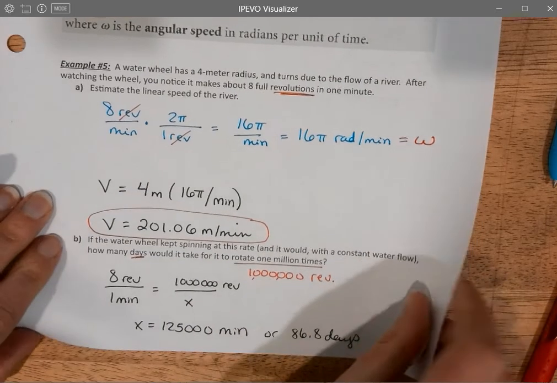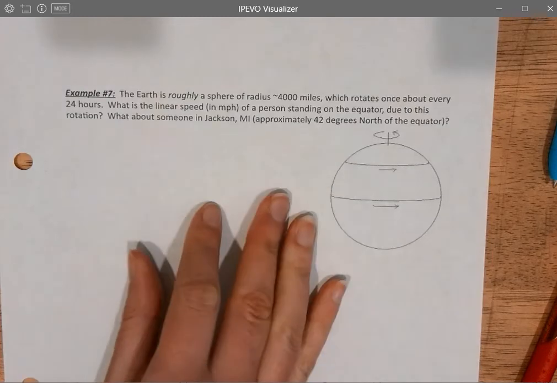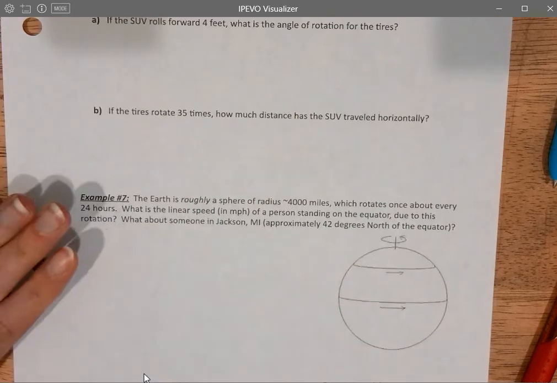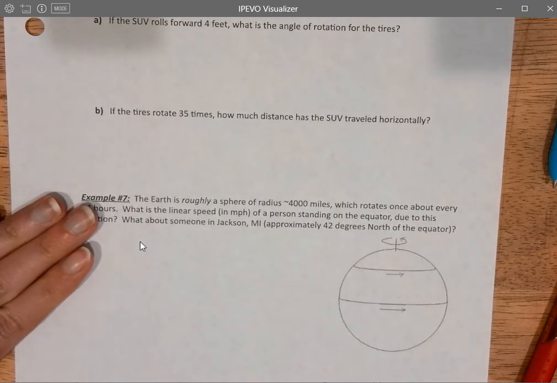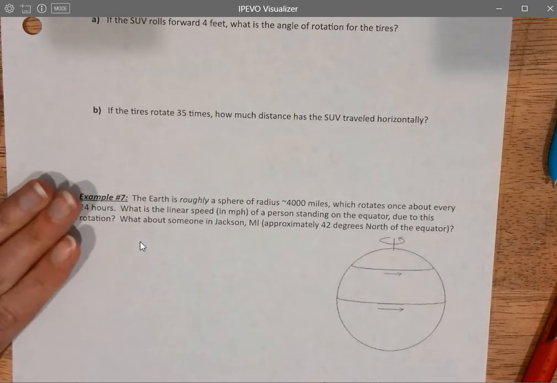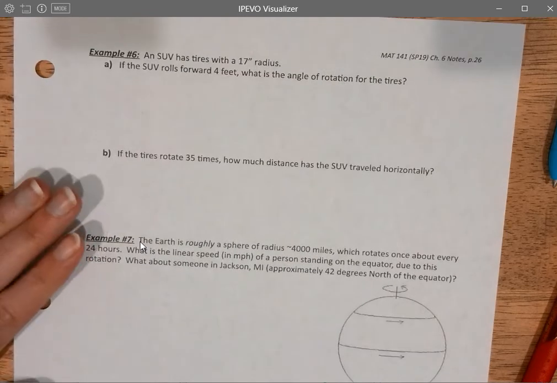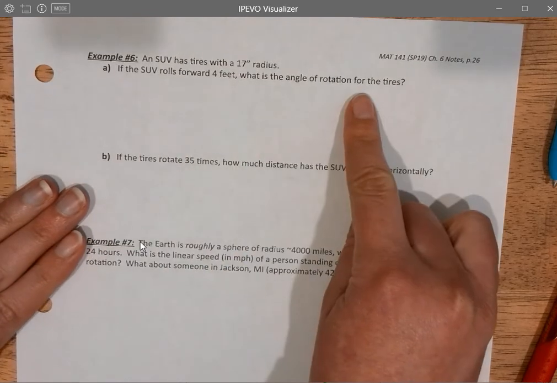All right, I think we have 1 page left. Okay, example, an SUV has tires with a 17-inch radius. If the SUV rolls forward 4 feet, what is the angle of rotation for the tires?